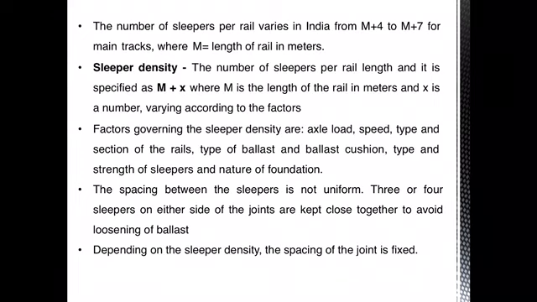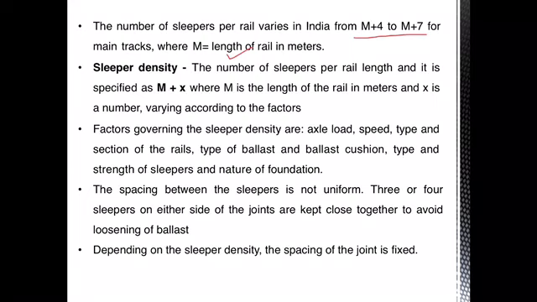In India, the number of sleepers provided is expressed as the sleeper density, using a relationship that varies from M plus 4 to M plus 7 for the main tracks. So what is this M plus 4? Here M is equal to the length of rails in meters.